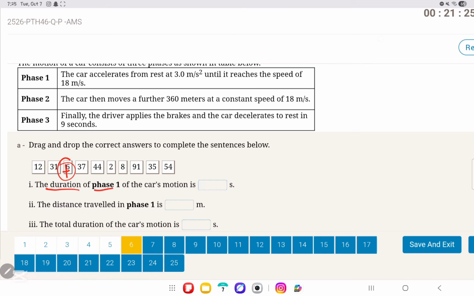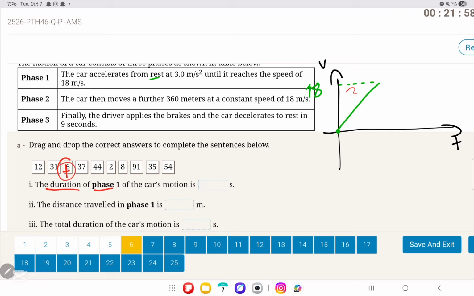I prefer always, when they give us something, that we try to sketch it, right? So this is a velocity time graph, because we have acceleration. Whenever we have acceleration, it's directly a velocity time graph. They said that a car accelerates from rest. When it's at rest, that means V initial is what? V initial is 0, at 3 meters per second squared until it reaches the speed of this. So it came to this speed, which is 18 meters per second. And how long did it take? This is what we need to find.